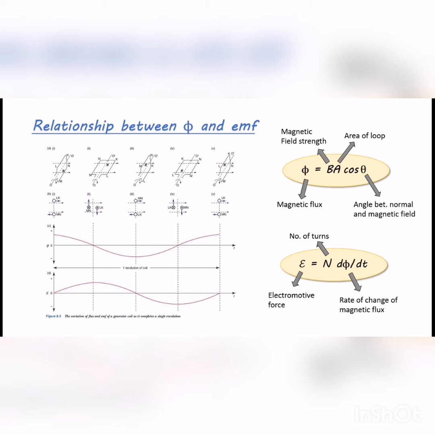When the area and magnetic field strength are constant, magnetic flux changes as theta changes. When theta is zero, the magnetic flux is maximum. Since the electromotive force value depends on the rate of change of magnetic flux, electromotive force is maximum when the magnetic flux is zero, as you can see in the graph.